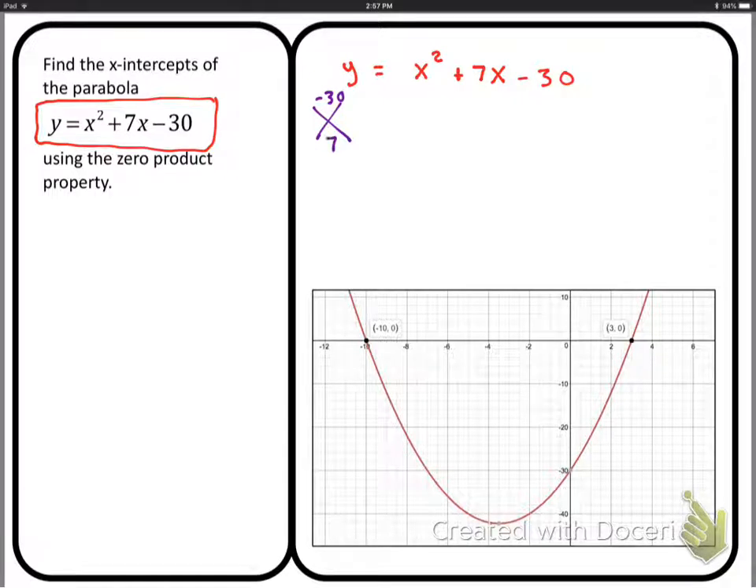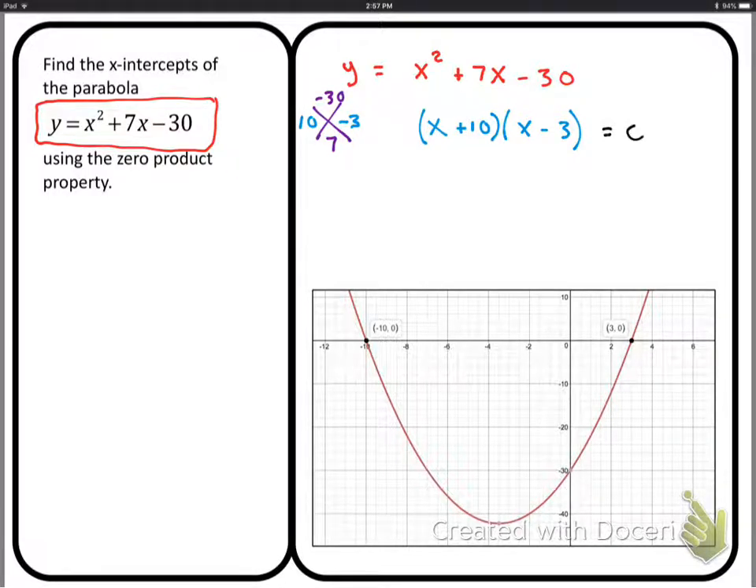Negative 30, 7. What multiplies up to negative 30 and adds to 7? It looks like it's going to be 10 and 3. Now I have to figure out which one is negative. Since this is a positive 7, my 10 has to be positive because 10 is the larger number. We want more positives, so that's going to be a negative 3. Now we rewrite our quadratic: x plus 10 times x minus 3.